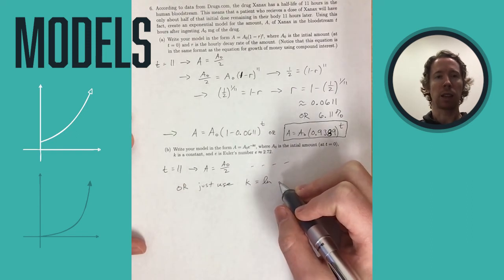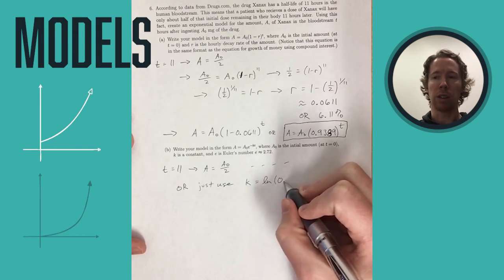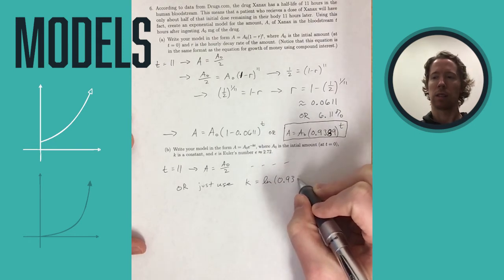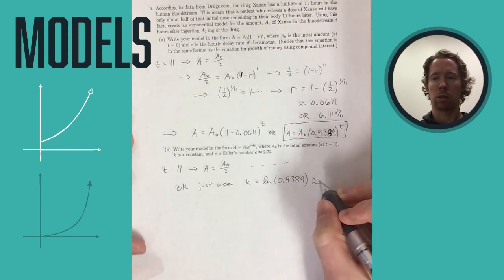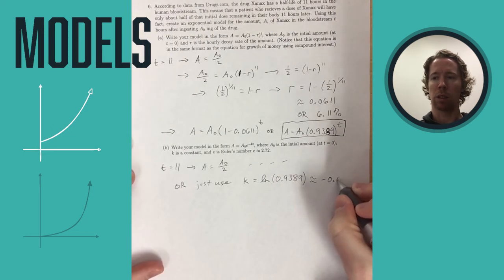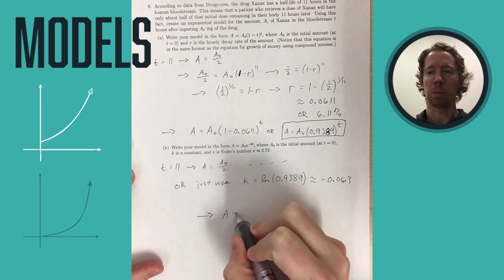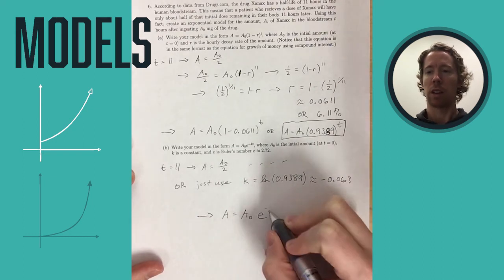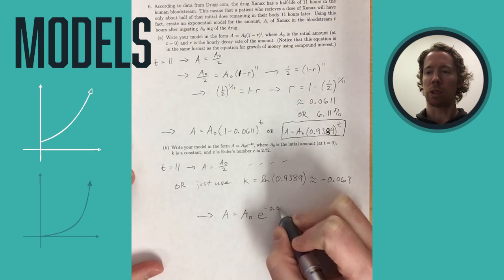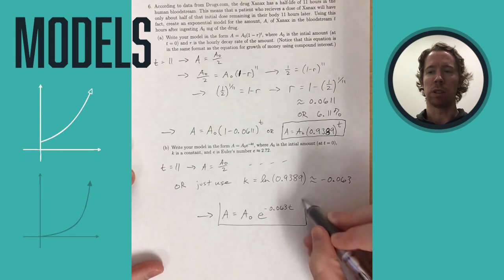So when we take the natural log to get k, you just do the natural log of that 0.9389. If you put that into a calculator, you'll get negative 0.063. And once we get the decimal approximation of k, we can just plug that back into the original equation and get A equals A0 times e to the negative 0.063t.